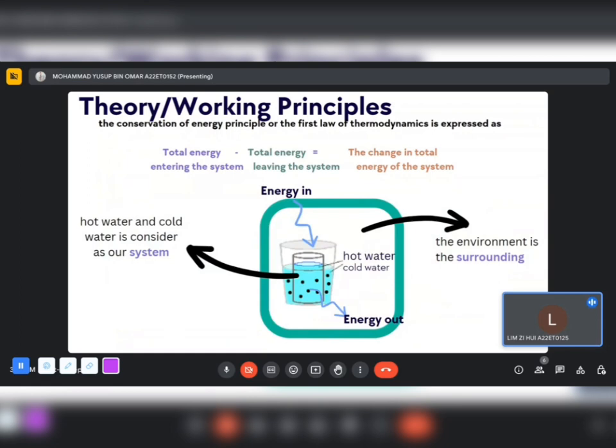So this is our theory and working principle. Based on the conservation of energy principle, the first law of thermodynamics is expressed as this formula: total energy entering the system minus total energy leaving the system is equal to the total change in the energy of the system. In this experiment, we consider hot water and cold water as our system, and the environment is the surroundings.